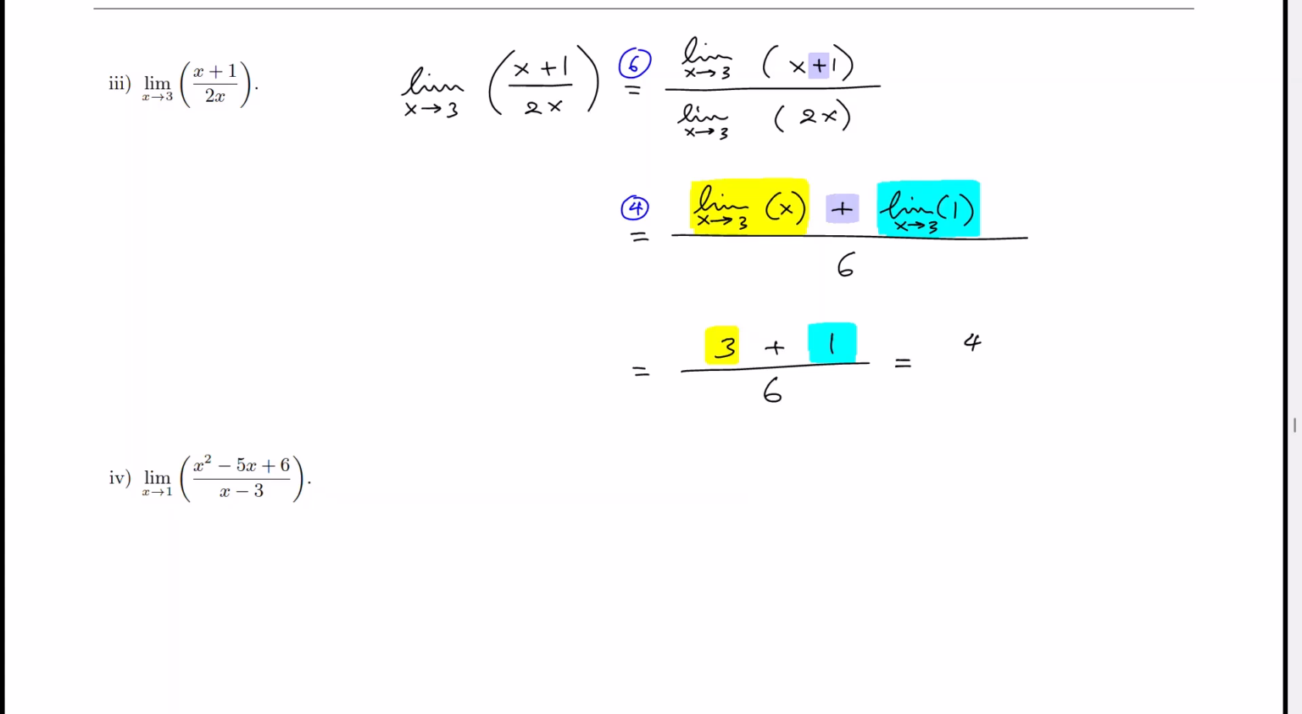And so this is 4 over 6, which can be reduced if we divide by 2 on the numerator and denominator. I get 2/3, and that's the final answer for that portion of the problem. So as you can see, it's not too bad. So let's continue with the next part.